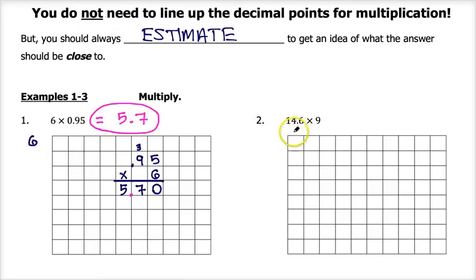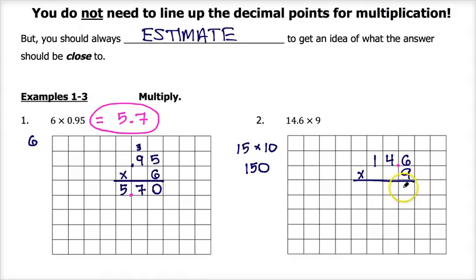Okay, number 2, 14.6 times 9. Let's use our estimation skills first. We know that 14.6 is close to 15. We know that 9 is close to 10, so an estimation for this might be 15 times 10, which is 150. That's what our answer should be close to. Now we'll go through and we'll actually multiply 14.6 times 9. So I'm going to treat this as 146 times 9, and I'm just going to remember that I have that decimal point there in between the 4 and the 6, and we'll save that for the end.